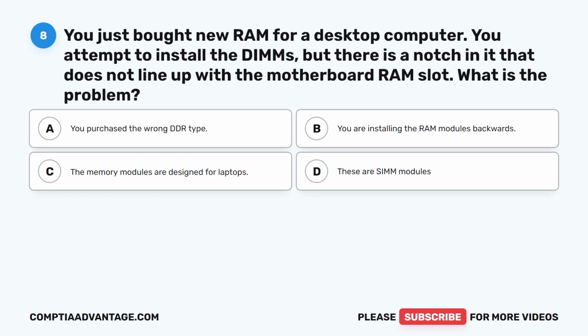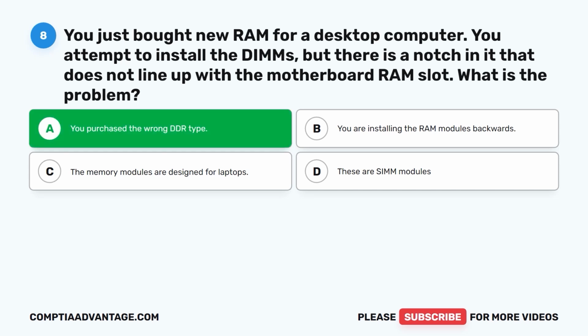Question 8. You just bought a new RAM for a desktop computer. You attempt to install the DIMMs, but there is a notch in it that does not line up with the motherboard RAM slot. What is the problem? A. You purchased the wrong DDR type. B. You are installing the RAM modules backwards. C. The memory modules are designed for laptops. D. These are SIM modules. The correct answer is A. You purchased the wrong DDR type.